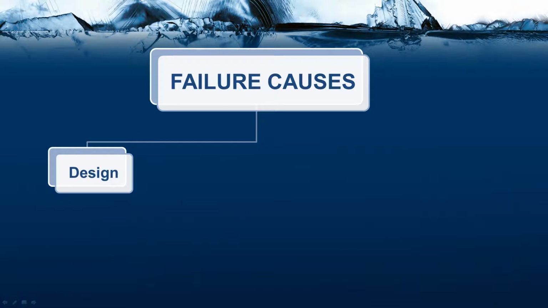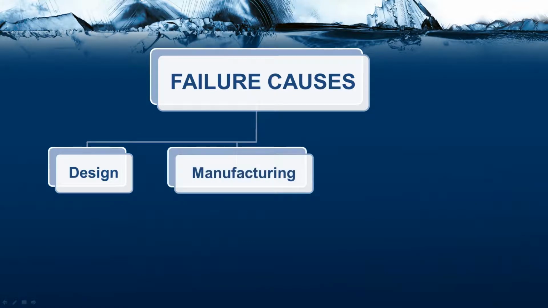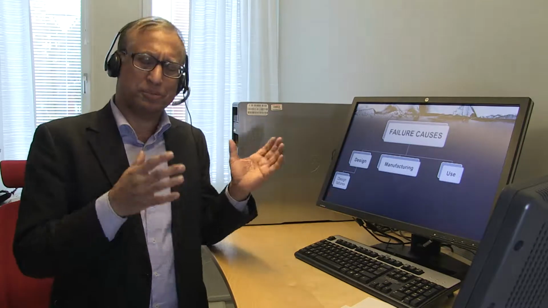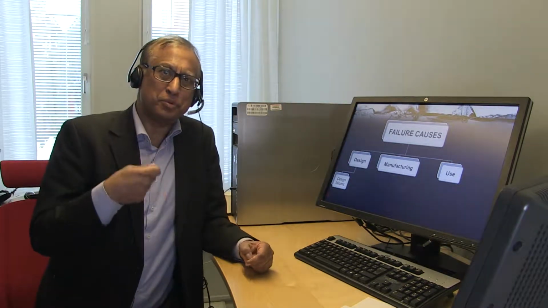And it can be broadly classified into three categories: failure due to design problems, failure due to manufacturing issues, and failure due to bad use or bad applications. Looking into the design, design is one of the most important reasons for a system to fail. In fact, it can be attributed to more than 50% of the causes. A lot of research has been done, a lot of study has been done. How can we improve the design so that systems don't fail?